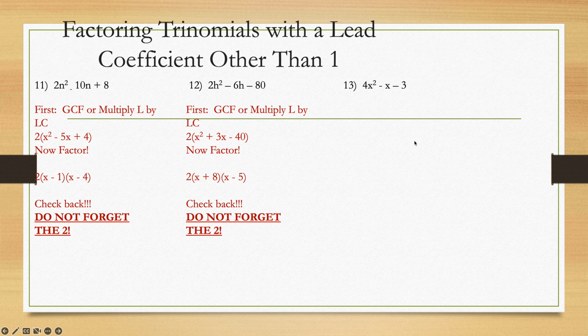Now for number 13, they don't share a common factor. So that's when we go back to plan B as in the preceding slide, and we multiply the last term by the leading coefficient, which means I multiply 4 by the negative 3. That gives me x squared minus x minus 12. I factor that, and I get x plus 3 times x minus 4.